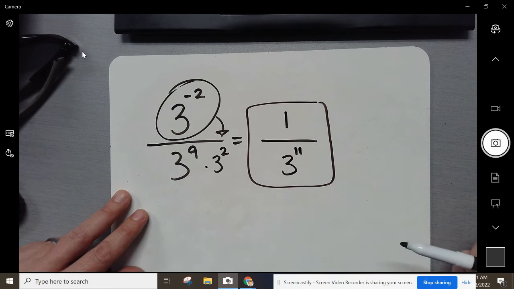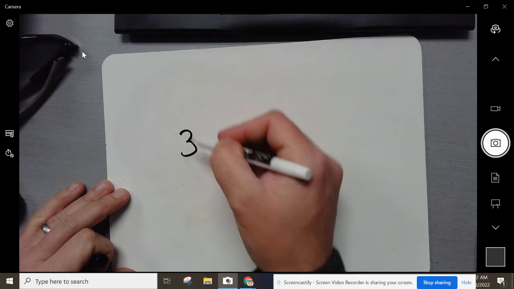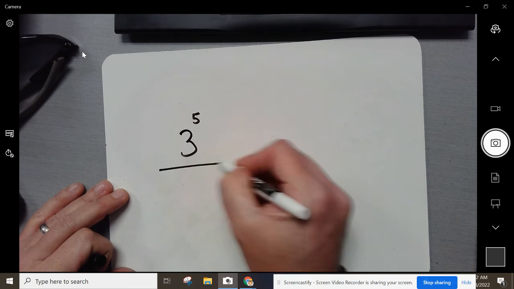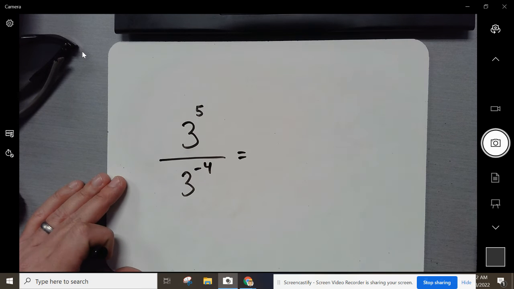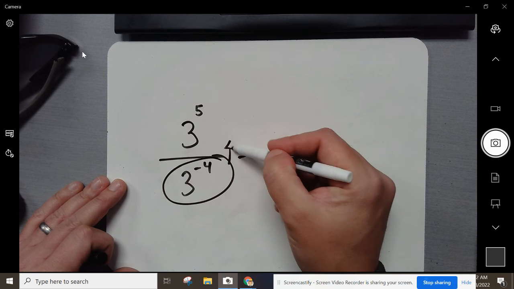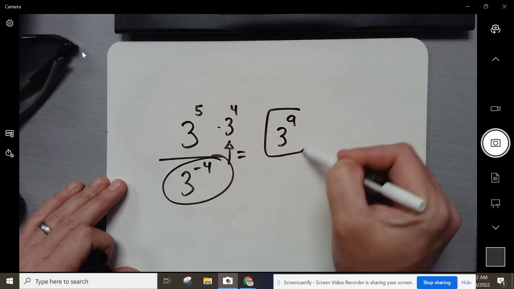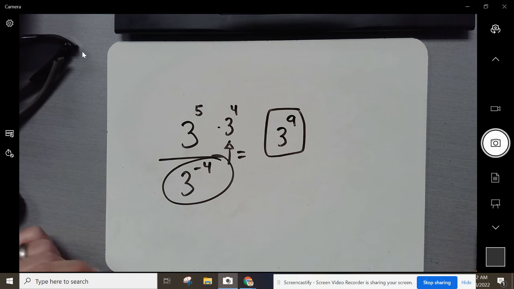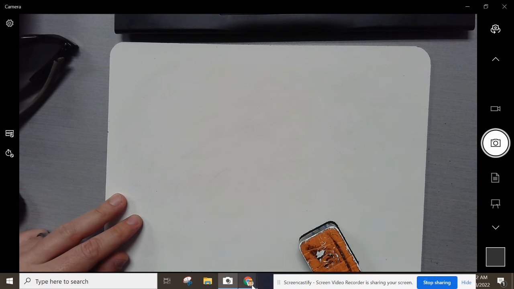Okay. All right, let me show it in the reverse version of this too. For this one, I'll just do the same one, 3 to the 5th, 3 to the negative 4th. All right, what happens here? This has got to flip up. All right, we're kind of getting it. A little different. No worries. All right, let me try to show you something now.